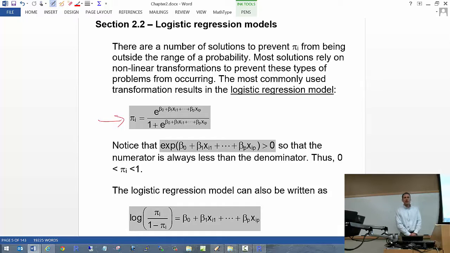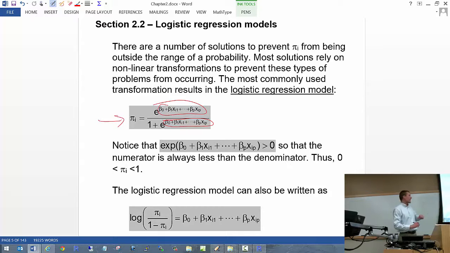So now you see the exponential function coming in there. But I still have this linear combination of the betas with the x's, just like I did before. The reason why I'm using this transformation of them is because now this transformation guarantees that pi will always be between 0 and 1. Well, why?